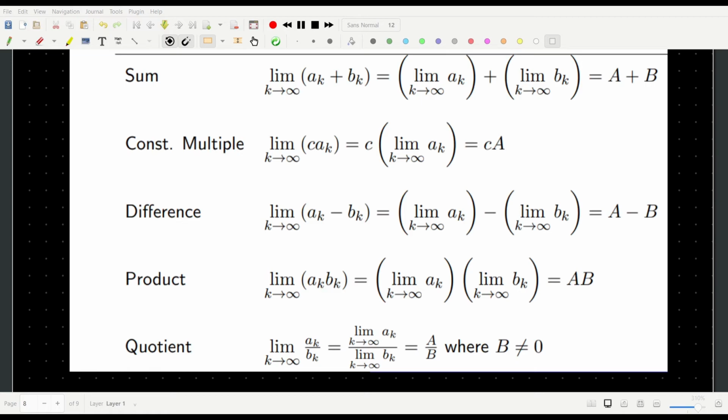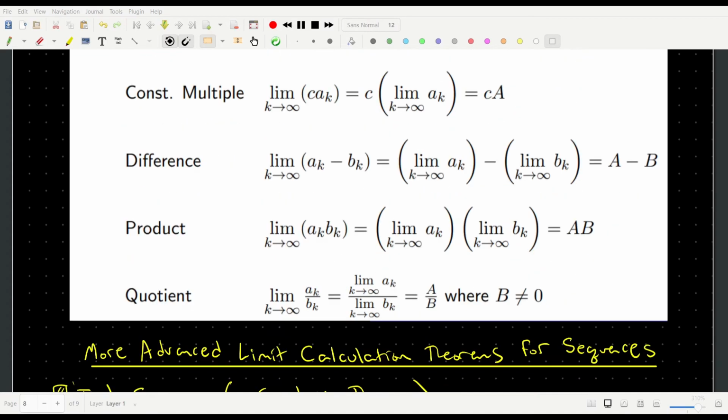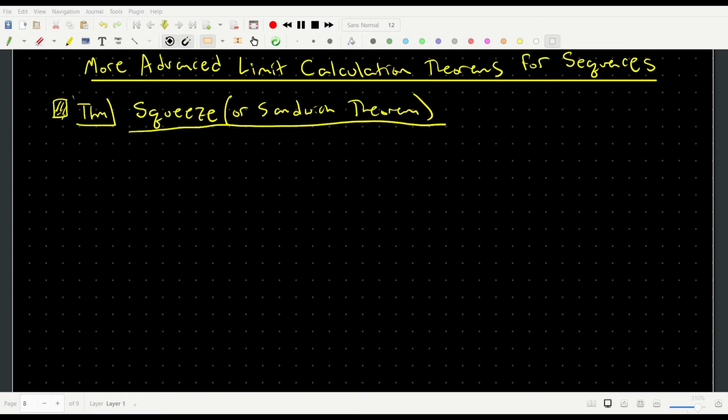All of these should be familiar to you and almost exactly the same as the limit laws for functions, which should make the process of calculating limits of sequences very similar to when you learned how to compute limits of functions back in Calculus 1. In addition to these more basic rules, we also have a few slightly more advanced theorems that will help us in more complicated situations.